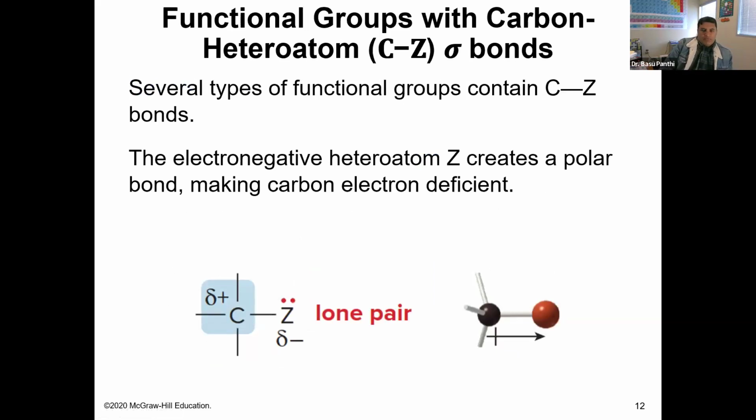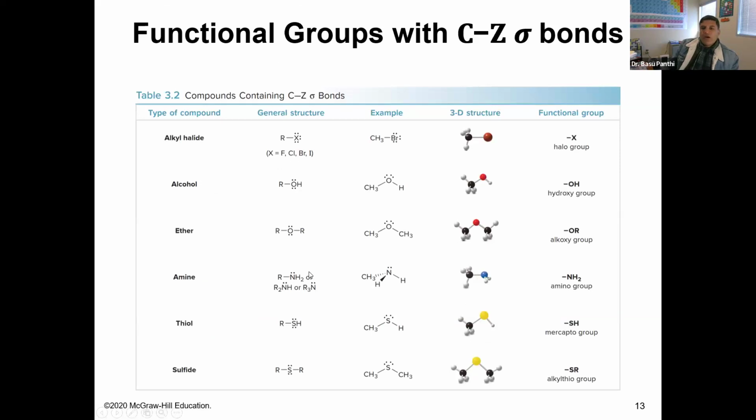With the heteroatom, Z can be oxygen, nitrogen, or so on. That's the heteroatom other than carbon. Let's look at some examples. Alkyl halide: any halogen, we'll talk about alkyl halides in detail. One halogen is connected to the carbon, alkyl halide. An OH group connected to the carbon is a hydroxy group, alcohol. If the oxygen is between two carbons, that's ether. All these first three functional groups, we'll talk about in detail in coming chapters.